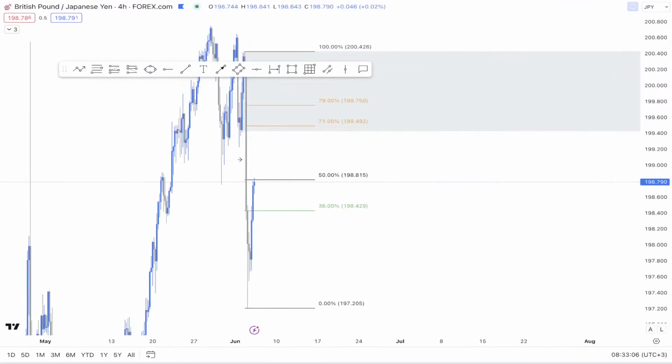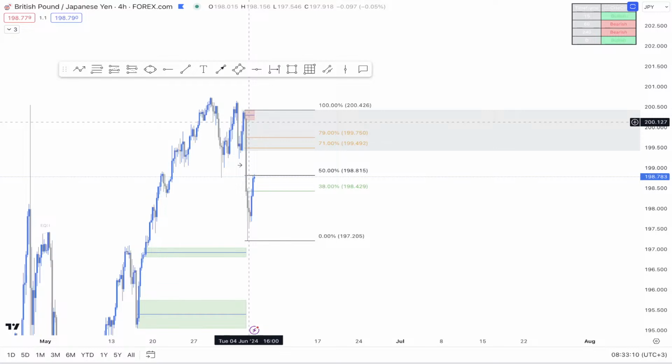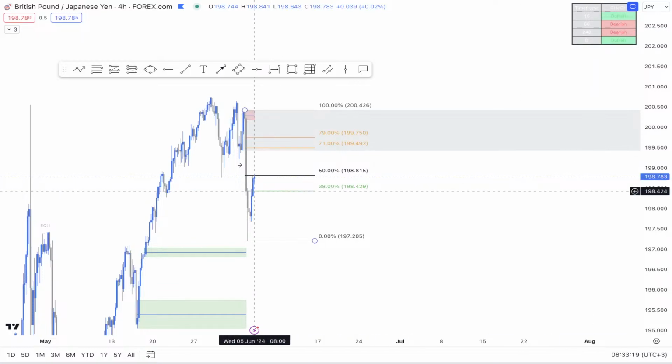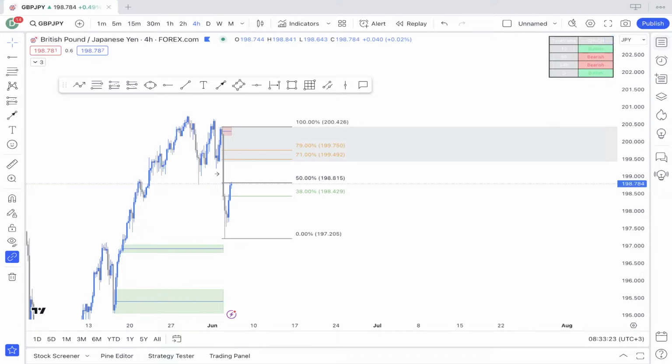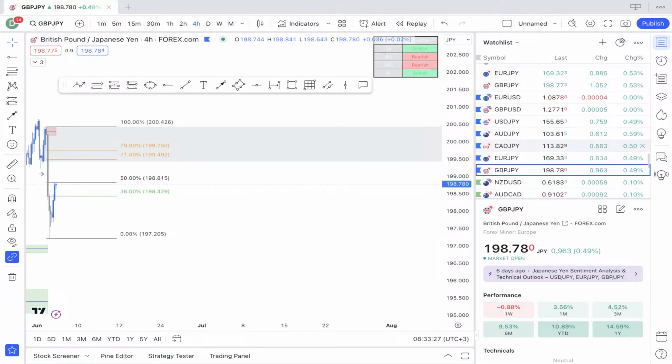And on GJ, once again, textbook break, unmitigated order block lining up with the area of interest, as well as with this bearish trader order block. 4-hour is bearish on the trader graph, and the pullback is once again looking pretty corrective. So very similar setups from UJ, AJ, KJPY, EJ, and GJ.